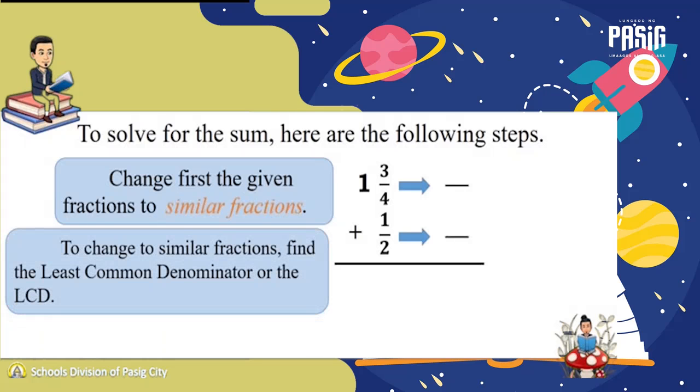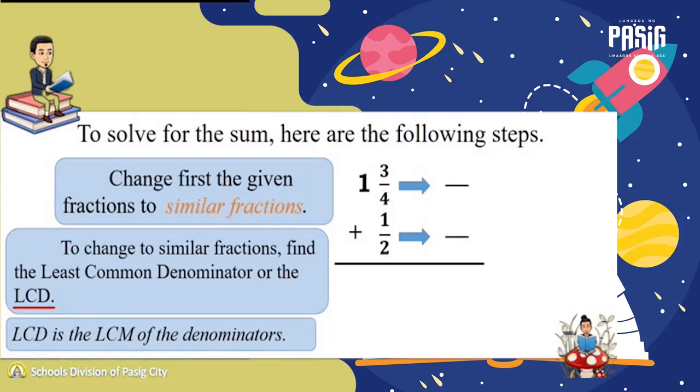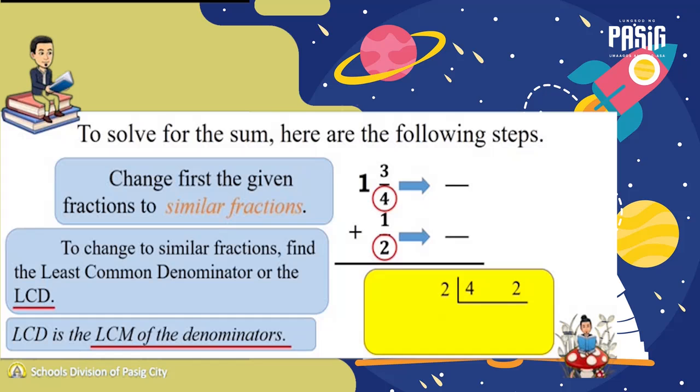To change to similar fractions, find the least common denominator or the LCD. LCD is the LCM of the denominators. So we find the LCM of 4 and 2, and they can be divided by 2. 4 divided by 2 equals 2. 2 divided by 2 equals 1. Now we have 2 and 1, and obviously they don't have a common factor, so we end the division process.